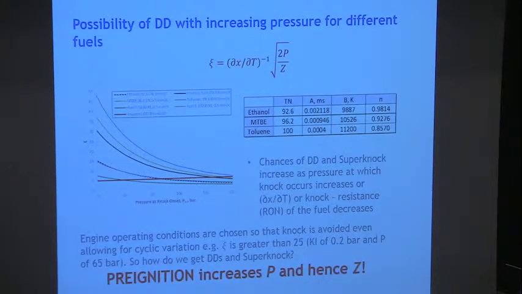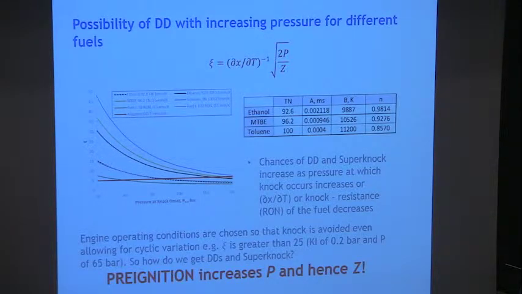Whereas this fuel, which is the 92 RON fuel, if autoignition occurs or if knock occurs at about 80 bar, it's a good chance that you will get developing detonation. Okay? So this allows us to understand how fuel parameters actually affect this possibility of developing detonation.